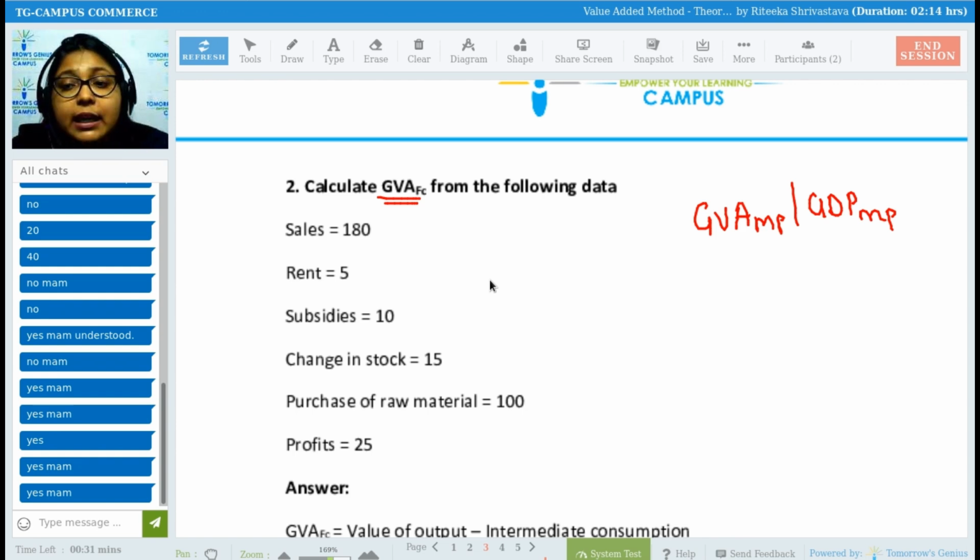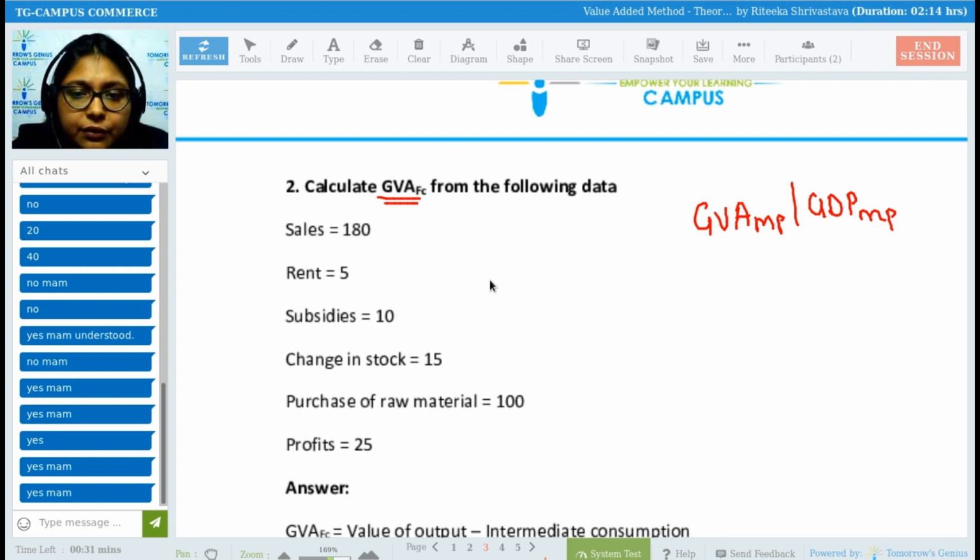Listen to me very carefully. In one question, if you are writing GVMP, then for the entire question write GVMP only. Then in the next question, if you want GDPMP, you can write it. But for one question, you should use only one aggregate for the entire sum.